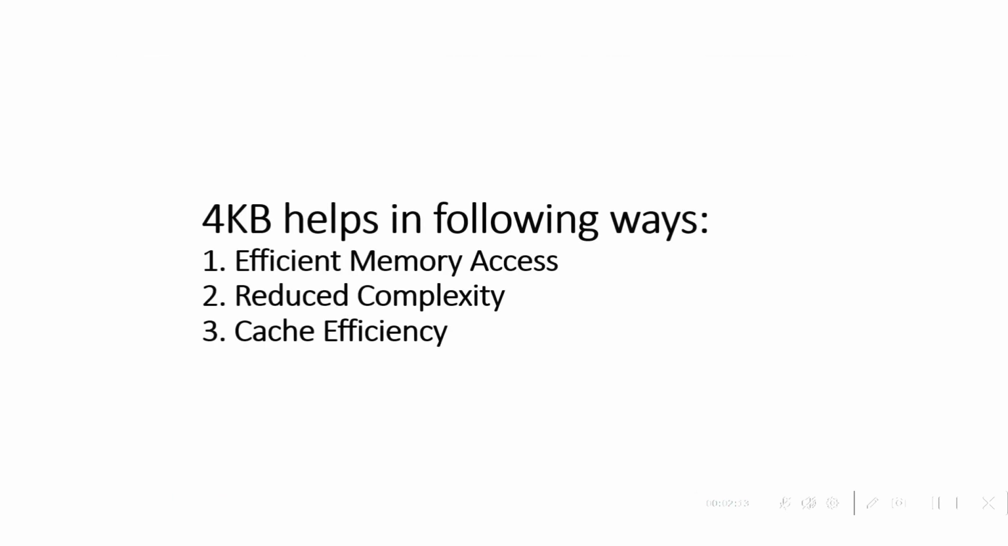This boundary helps in several ways, like memory efficient access, that is nothing but by aligning the data transfers to these boundaries, memory access becomes more straightforward as well as efficient. Now coming to the second point, complexity reduction. Handling the transactions which cross these boundaries can be complex. So aligning to the 4KB simplifies the process. And the last one is efficiency in cache, where many cache systems are optimized for 4KB pages. So aligning with this size can help reduce the cache misses.